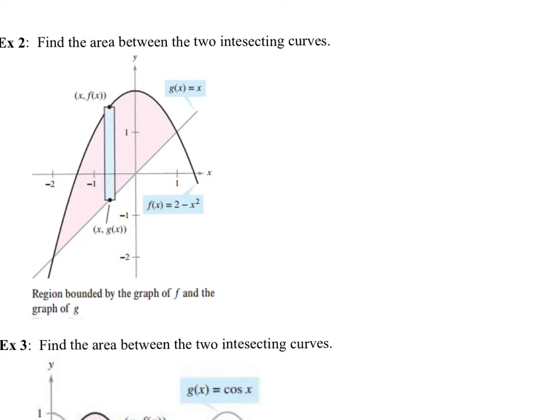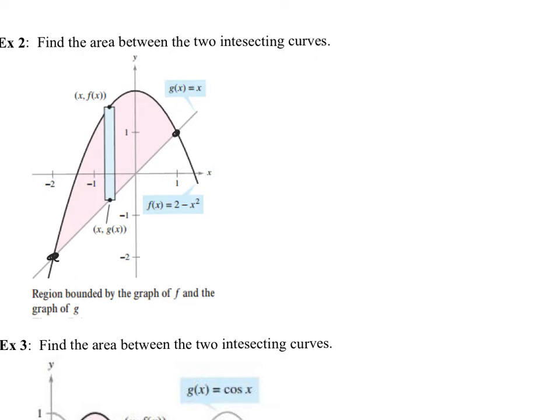Now let's take a look at example number 2 and see how it's like example 1 and how it's different from example 1. And so the directions say find the area between the two intersecting curves. So the way it's like number 1 is that we have a function f of x that would be our upper function, and then a function g of x that's the lower function, and we're finding the area between the two curves. But how it's different from example 1 is that this time, instead of being bounded on the left and the right by vertical lines, our left boundary will be a point, this point of intersection, and then our right boundary is a point.